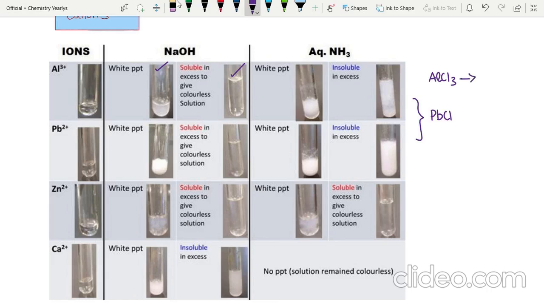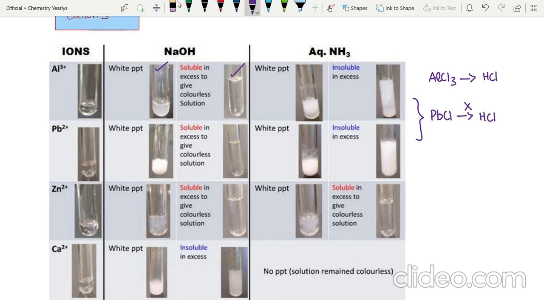Now AlCl3 is dissolvable in HCl, while PbCl2 does not dissolve in HCl. It does not dissolve in HCl. So this is an additional confirmation between the aluminium and lead. Now let's move on to zinc.